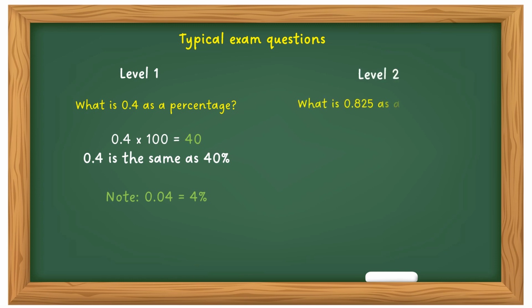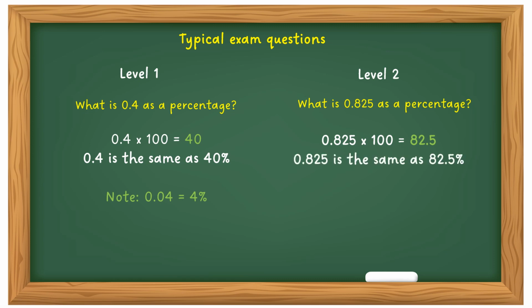Now let's look at level 2. What is 0.825 as a percentage? It looks a wee bit more complex, but how you solve it is just the same. All you do is take the decimal point, multiply it by 100, move it 2 places to the right, and you will see that the answer is 82.5. So it's just the same. 0.825 is the exact same as 82.5%.